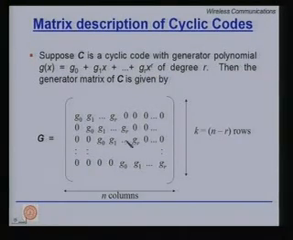There is a one-to-one correspondence here. If you have g of x, you can write the generator matrix. Now, just like we have a parity check matrix, we have a parity check polynomial for a valid cyclic code. What should it do? Well, if you multiply it with a valid code word, you should get a 0, and otherwise you should get a non-zero syndrome of sorts.